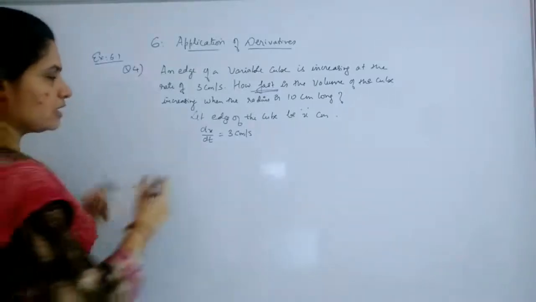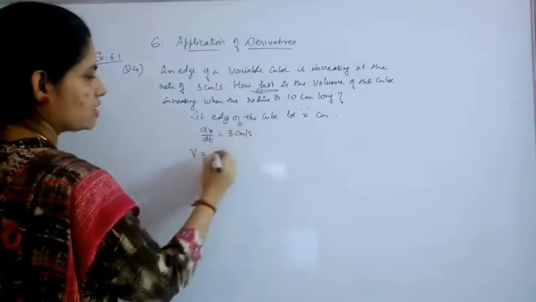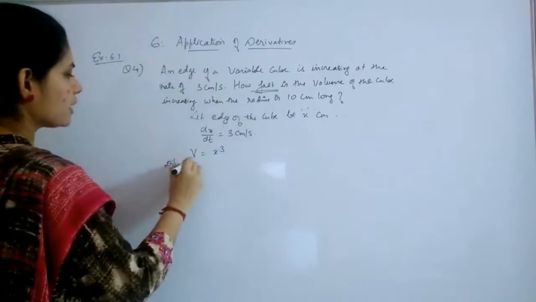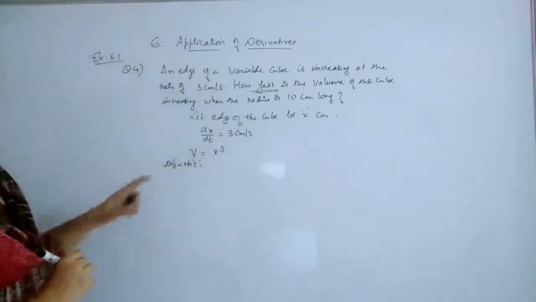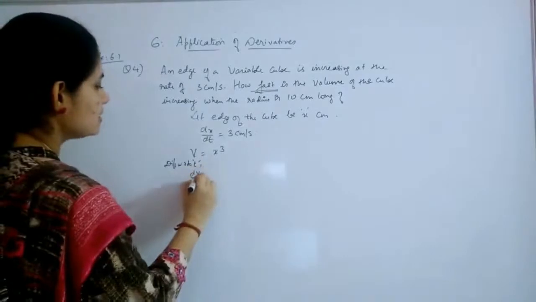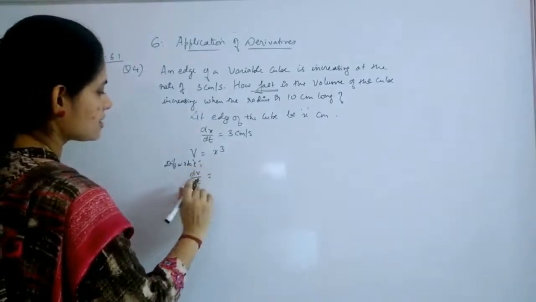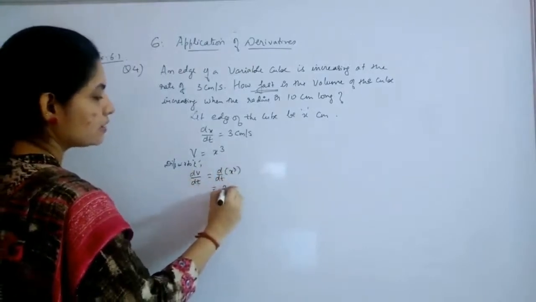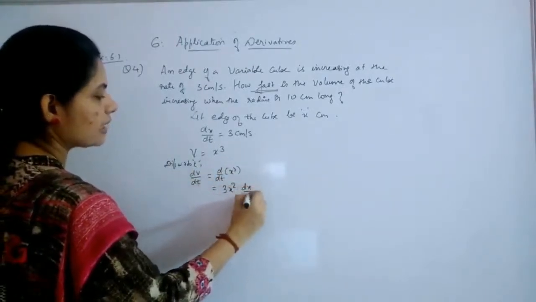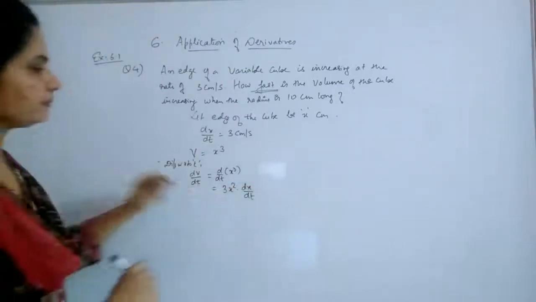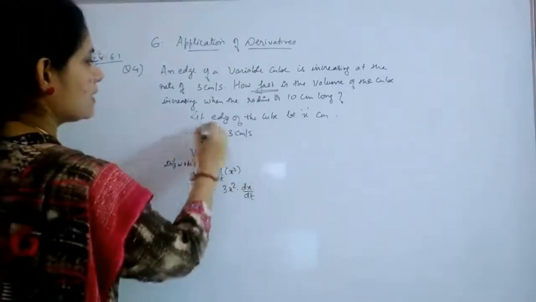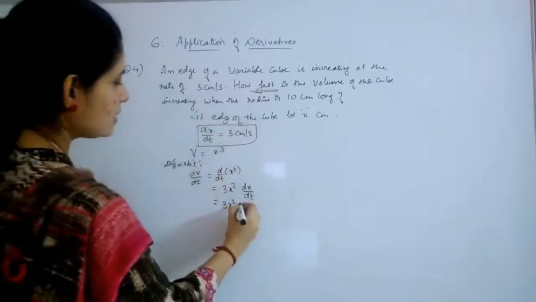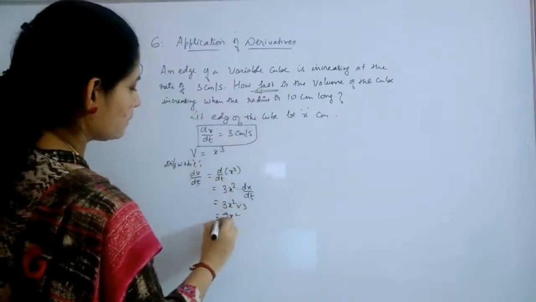So you have to start with the volume of the cube. If x is the edge, you will get volume as x cube. Again, differentiating with respect to time, you will get dV by dt is equal to d by dt of x cube, which is giving you 3x square into dx by dt. Now what is given? dx by dt is given. You are just replacing 3x square into dx by dt is 3, so you are getting 9x square.